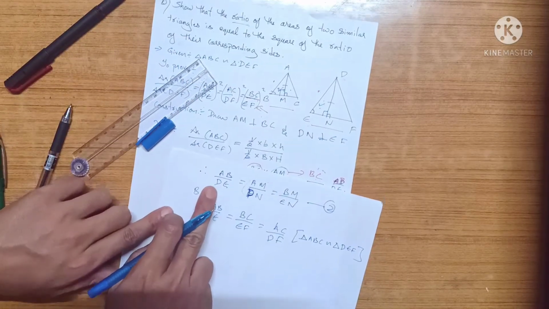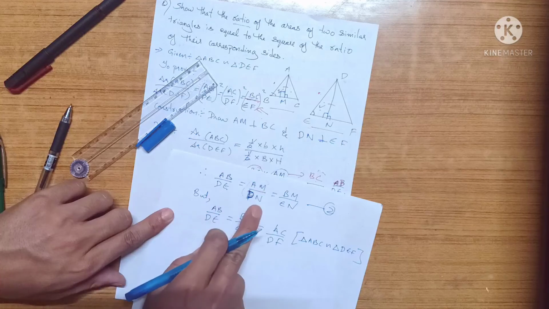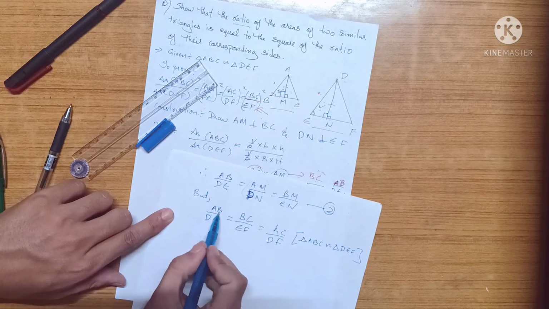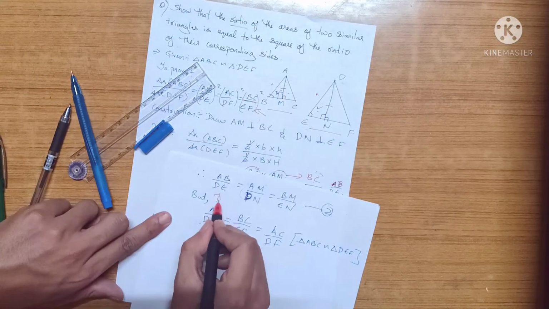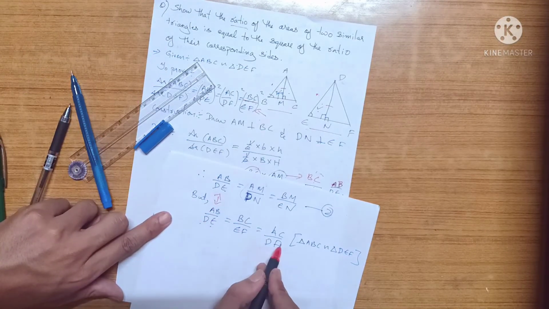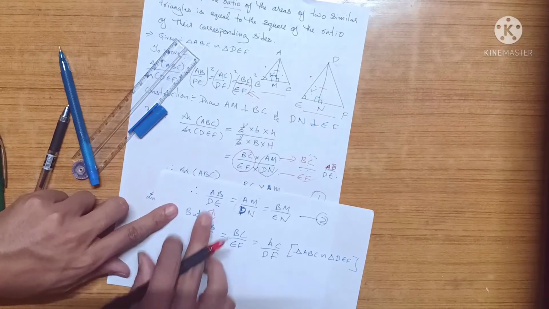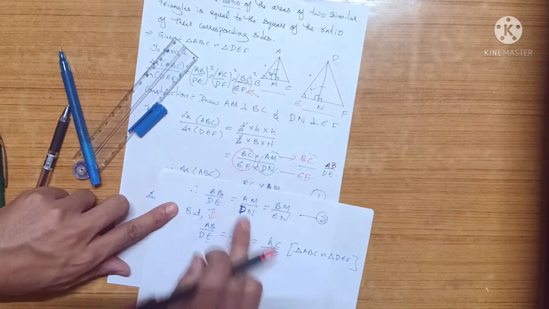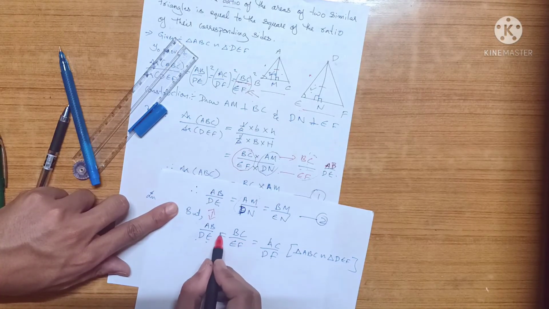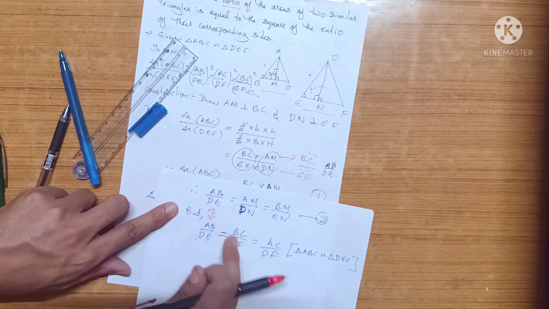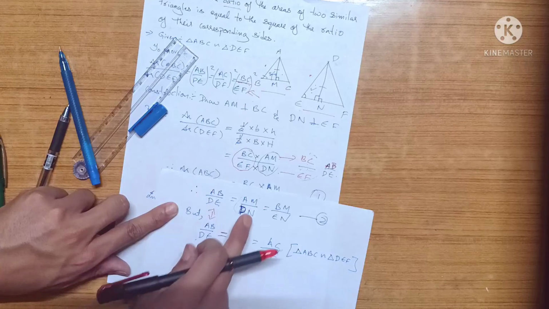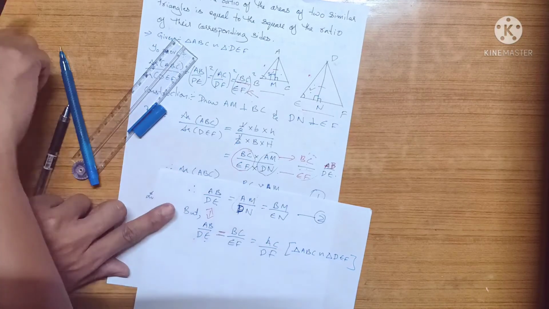Now here we said AB by DE is equal to AM by DN, but AB by DE, which is exactly the same, is equal to all these two. So instead of AB by DE, I can write BC by EF also, because this and this are equal. Since these two are equal, instead of this, I can write this. So BC by EF should also be equal to AM by DN, right?